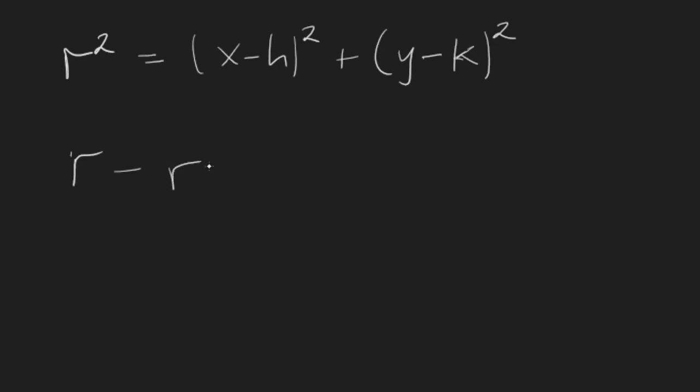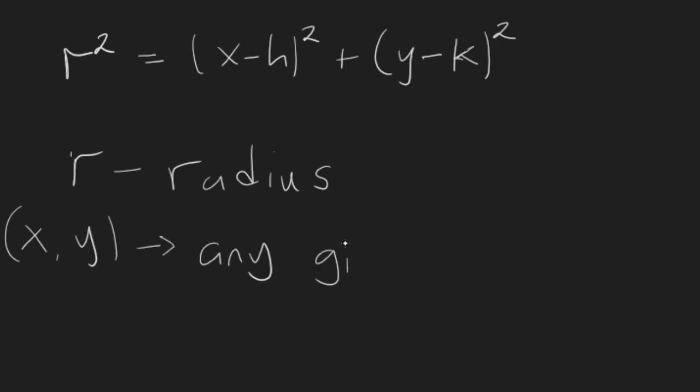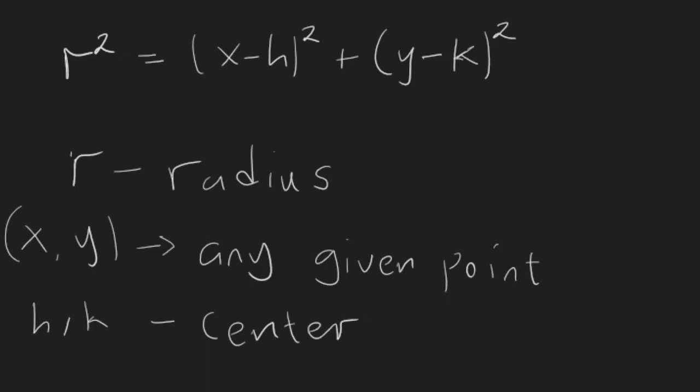So the r is the radius of the circle, the x and y are any given point on the circle, and our h and k is the center of the circle.